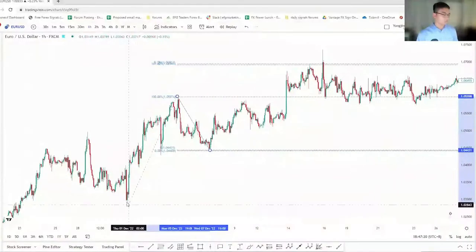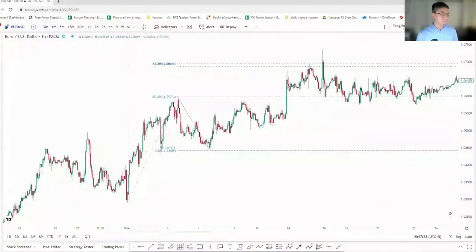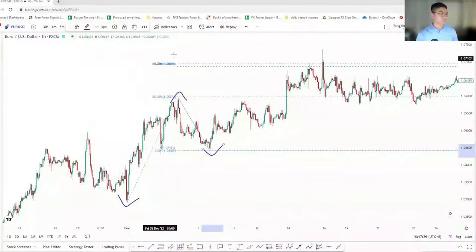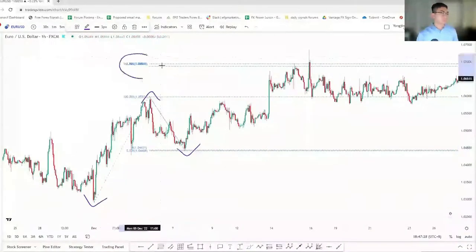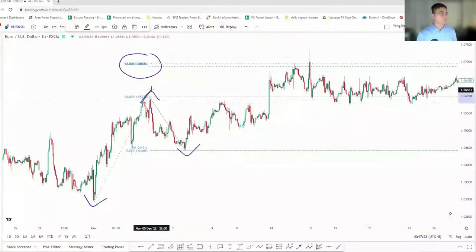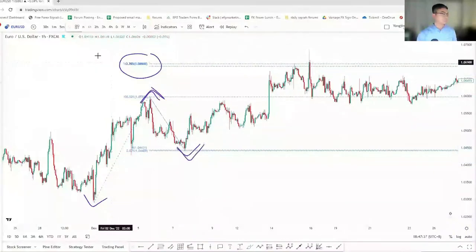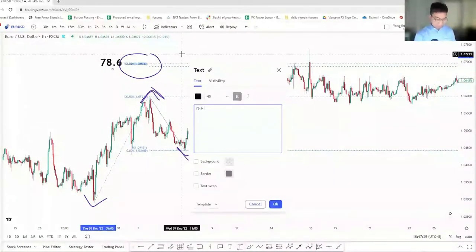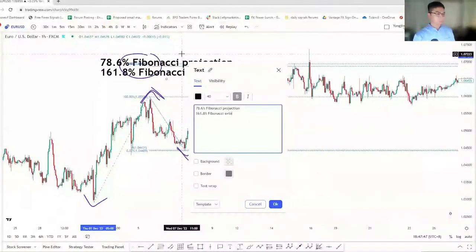Take a look. I draw a projection from here. Bam, bam, bam, that's how I draw a projection, getting the 78.6% Fibonacci projection. We also draw a Fibonacci line from the top to the bottom. Over here is the 78.6% Fibonacci projection. We also have the 161.8% Fibonacci extension.